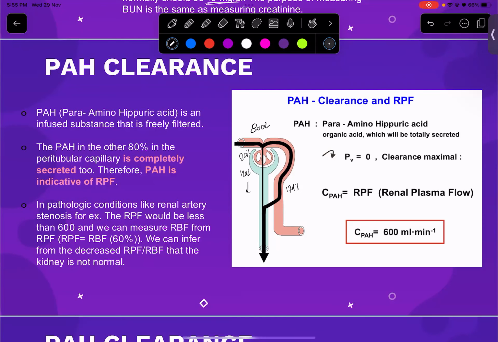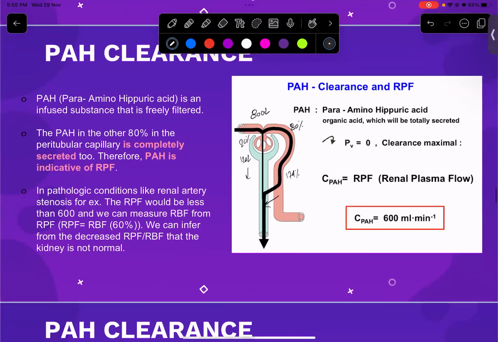The other 80% is passing through the peritubular capillaries, right? So 20% is getting filtered, but 80% is passing through the peritubular capillaries. Now, what makes PAH really distinctive is that even though it's freely filtered, it's also completely secreted. So the 80% passing through the peritubular capillaries is also being secreted and entering the tubular system. Basically, it's freely filtered, completely secreted and excreted.